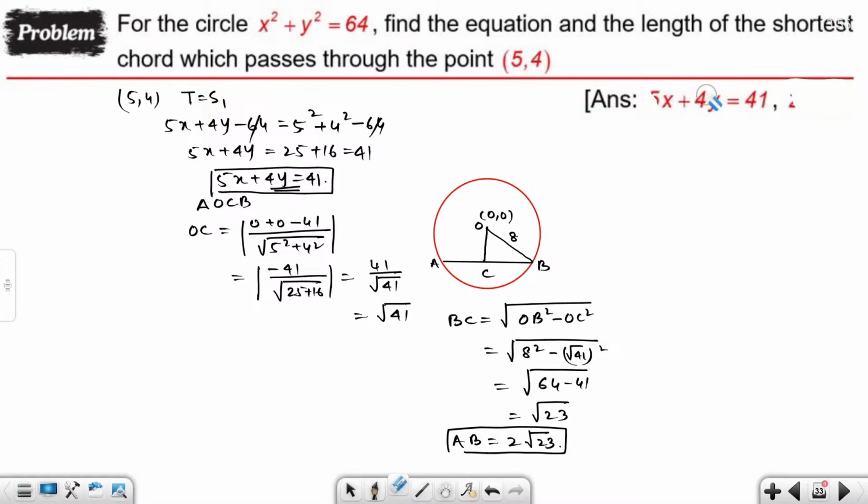Is it clear to all of you? Absolutely. No doubt. Okay. So what we have learned so far in this concept is that among all the chords passing through a fixed point which is inside the circle, the shortest chord will be that chord for which the given point is the midpoint of that chord. So that will be the shortest chord. Is it clear to all? Absolutely. Let us take a next problem.